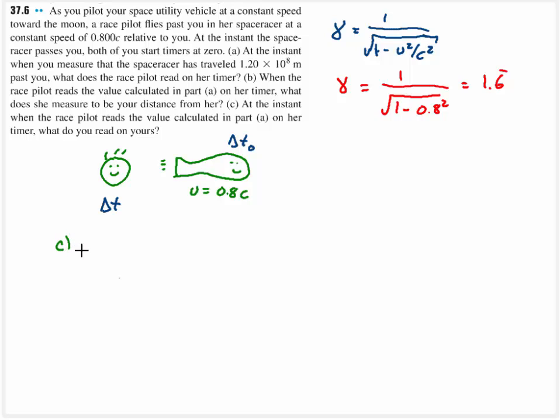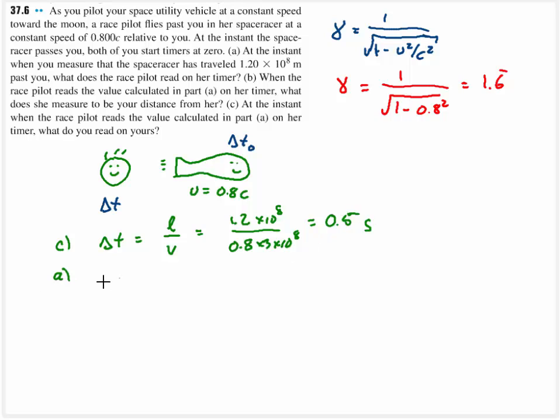I'm actually going to answer part C first, and I'm going to say that the time elapsed is going to be equal to the distance that I measure divided by the speed of the spacecraft. And so that's going to be 1.2 times 10 to the 8th meters divided by 0.8 multiplied by 3 times 10 to the 8th, and the time that I measure is going to be 0.5 seconds.